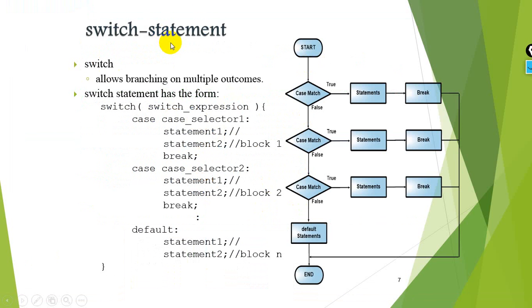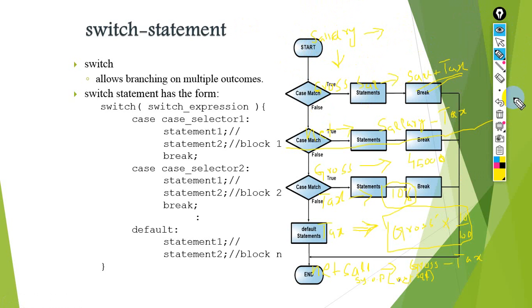So this is also a control structure, a decision making structure. Switch statement, how it works. And here I have the flow diagram of the switch statement. So what we have in the switch statement, look at this. This is the start of the program. Then we will use different cases in the switch statement.